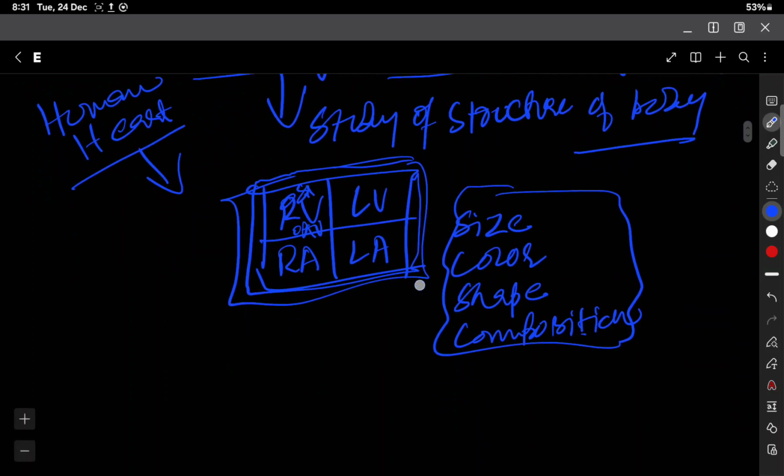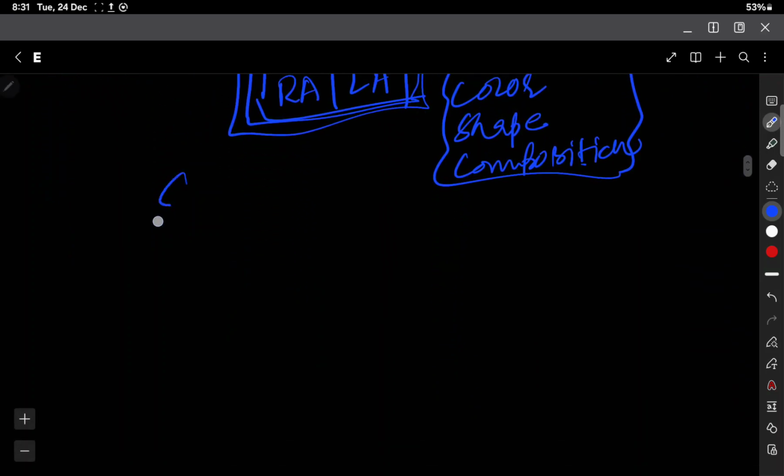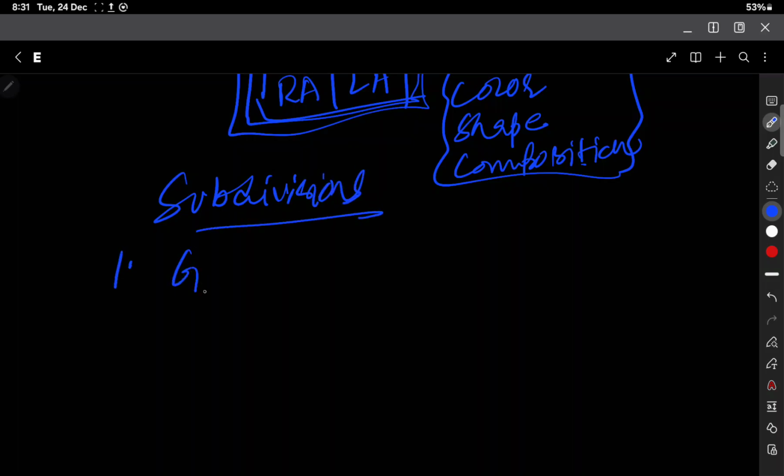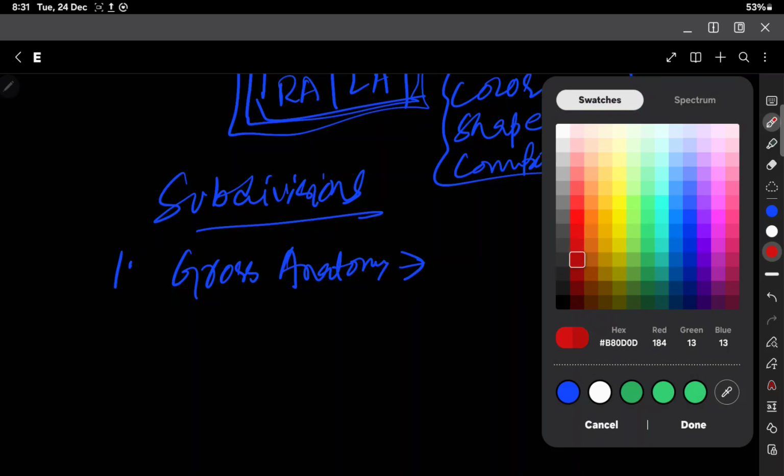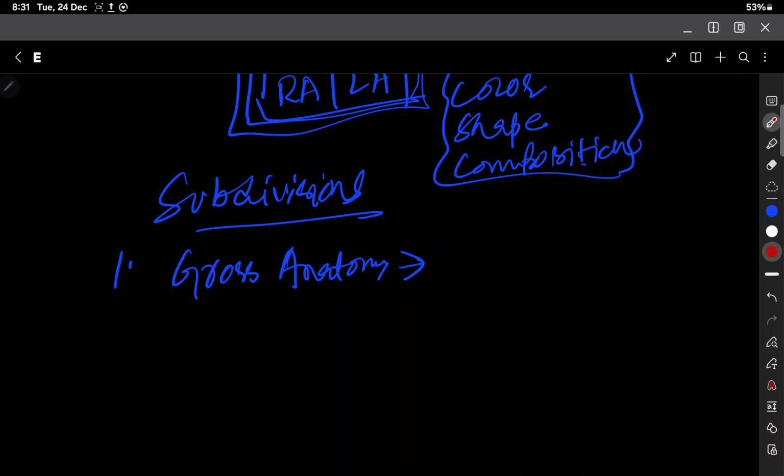Then there are various subdivisions of anatomy. First, I will start with gross anatomy. So what is gross anatomy? Gross anatomy means the study of body structures which are visible to the naked eye. So the study of those structures which are visible to the naked eye is called gross anatomy.